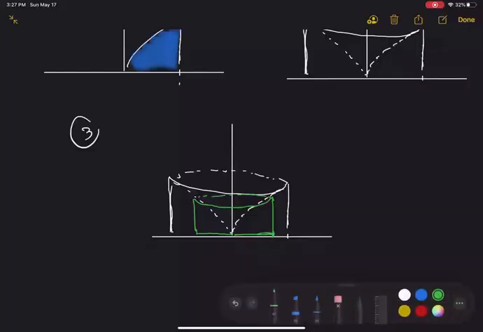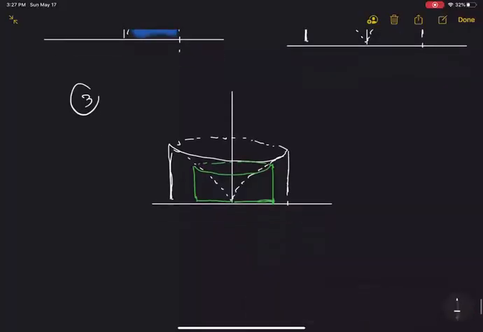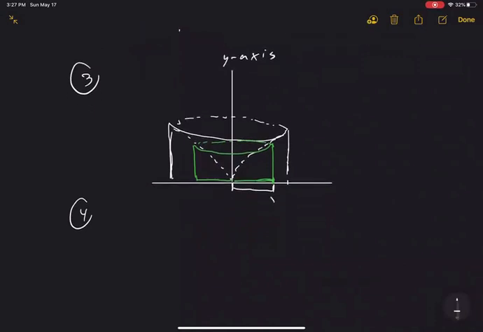Step 4, I need to start finding my information about this cylinder. Let's start with radius, okay? So let's look at this green cylinder. I drew it from here to here. What's the radius of that cylinder? Well, since this is the y-axis, the radius is just going to be whatever this x coordinate is, right? Okay, so r of x equals x, okay?